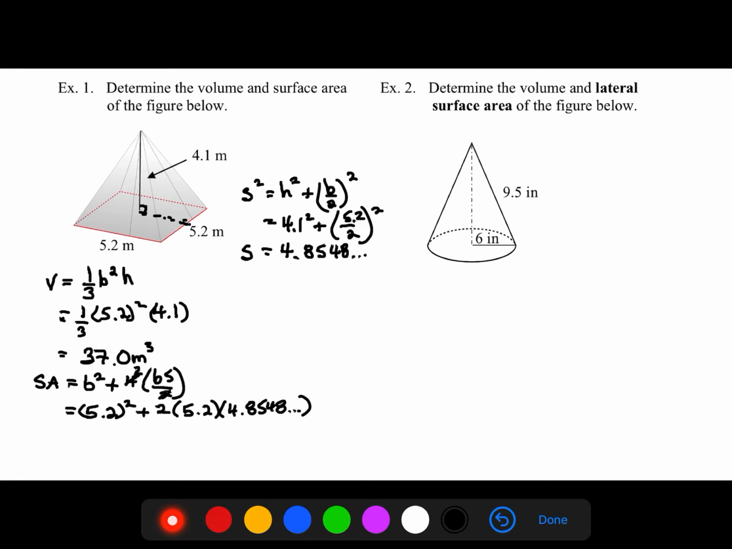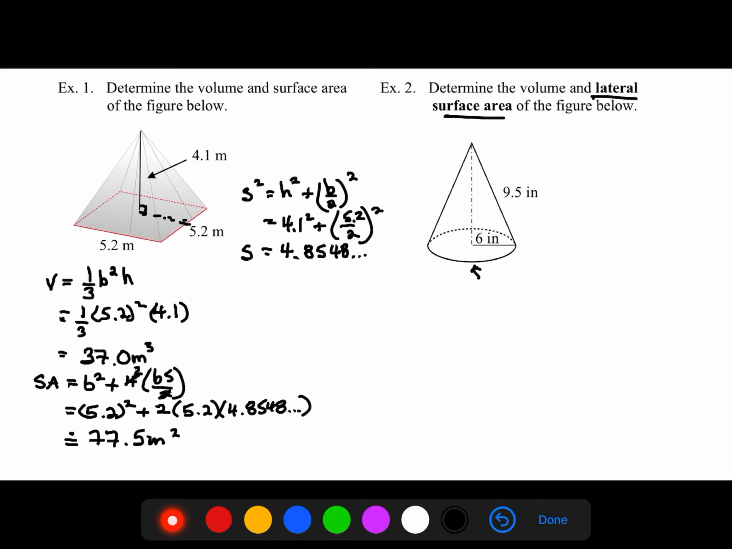If we're not sure how to do that, we can just do our multiplying in our final answer as well. So we're going to have 5.2 times 4.8548. And if we have that number in our calculator right now, it is just as easy to use that as well. We can just take that times 5.2 times 2 plus 5.2 squared. And rounding to 1 decimal place, we get 77.5 meters squared.